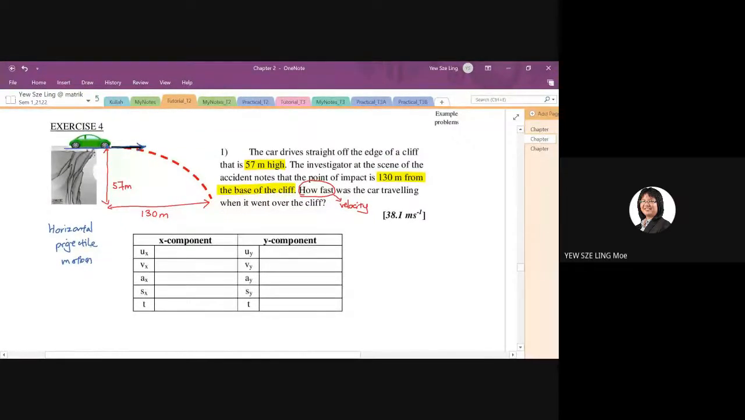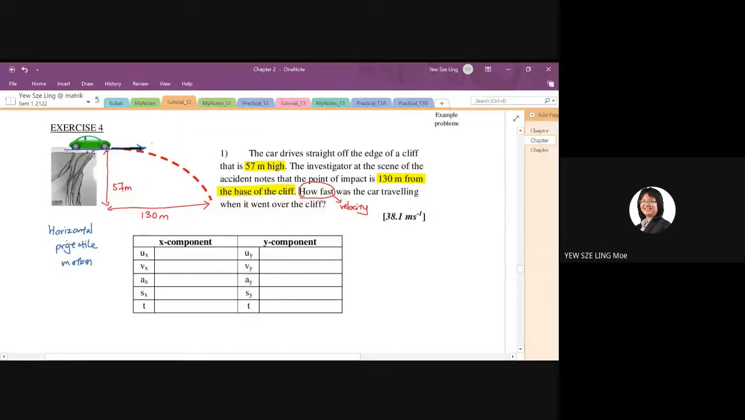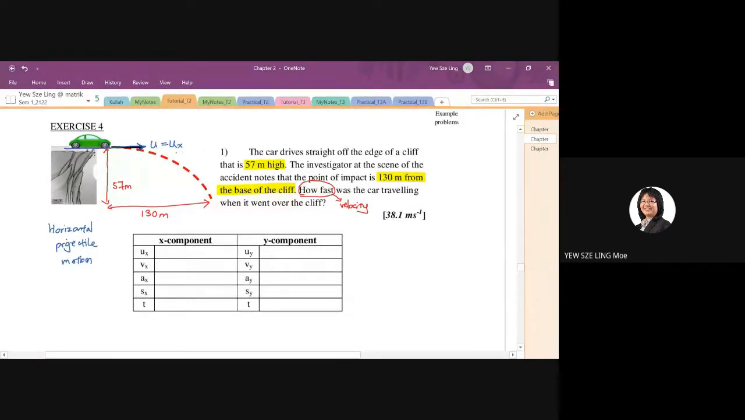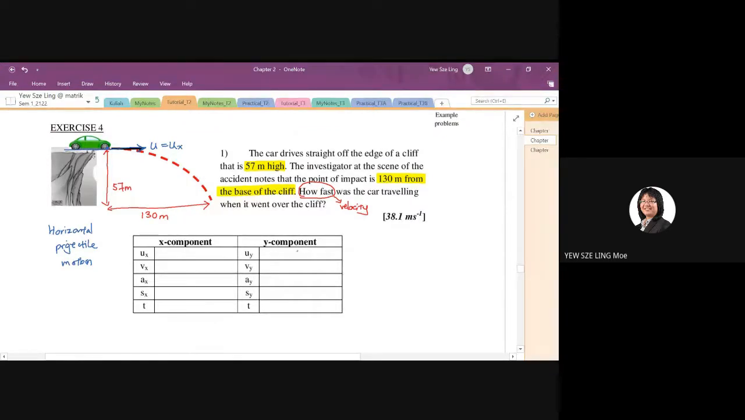So initially you have a U, and this U is straight away equal to your UX. And then how about UY? Because your object is moving towards the right-hand side, it's moving along just the X component, therefore we know UY is equal to 0. So UX is the value that we want, and UY is equal to 0.